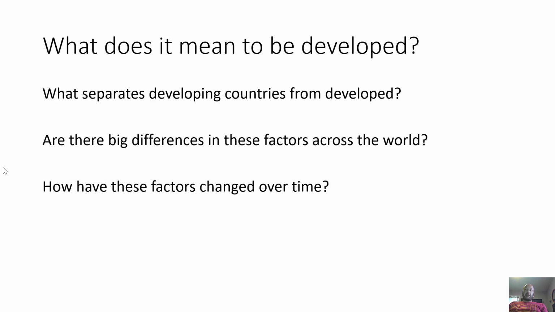But what we're really going to focus on are the characteristics that are most common in developing countries and less common in developed countries. So we want to think about what are some of the differences in the factors that distinguish developing and developed countries across the world. Are there huge differences in income? Huge differences in health? Huge differences in education? Differences in gender equality? These are all things we're going to take a look at. And then, how have these factors changed over time?